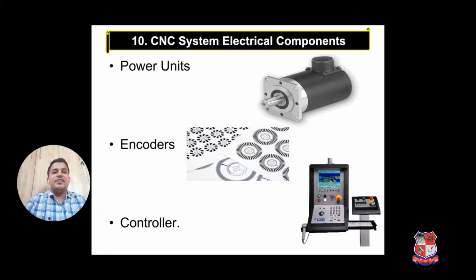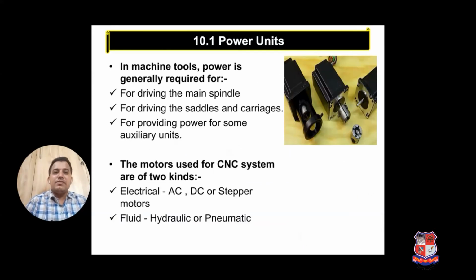Regarding the NC and CNC main components, or we can say hardware system. For NC and CNC, the hardware system is basically divided into 3 categories: power unit, encoders and the controller. We already learned about controllers in the previous video, but today we are learning the details. The power unit is basically a different industrial motor we use to drive the system, or maybe we are using hydraulic or pneumatic systems.